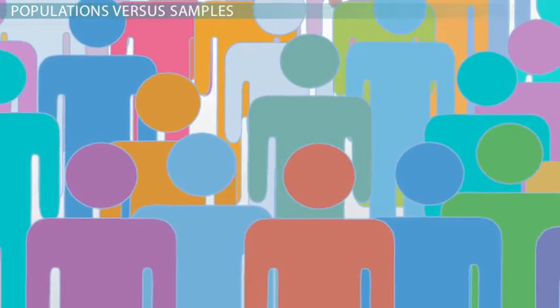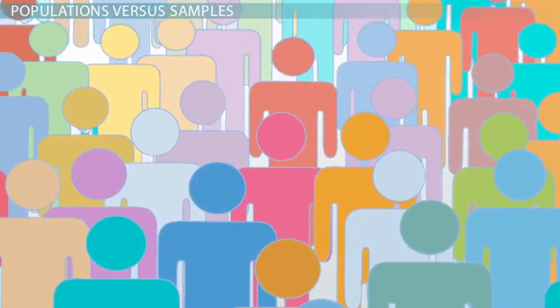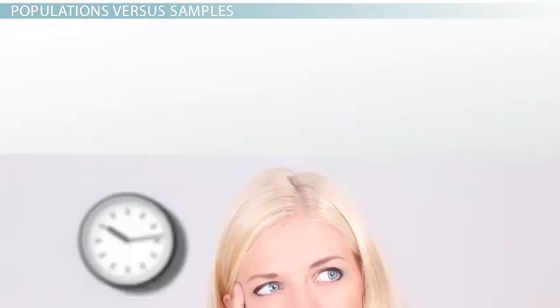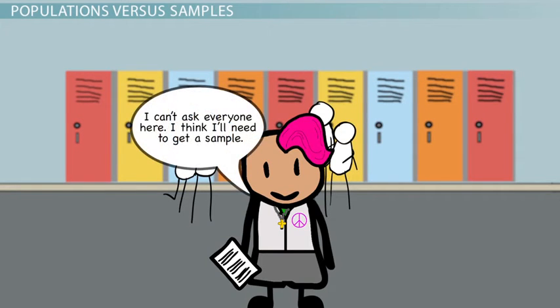However, most of the time it isn't practical to get information from every member of a population. When this happens, we have to find a different way of getting information that represents the population without actually asking the entire population. Jasmine has the same issue. She won't be able to ask every student in the school what his or her preference is when it comes to cafeteria meals. Instead, Jasmine will need to get a sample.